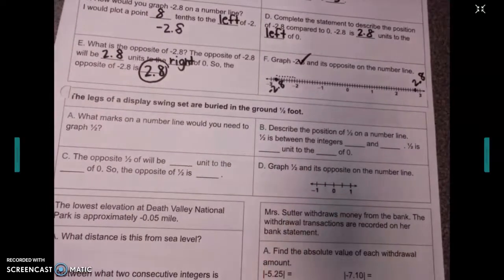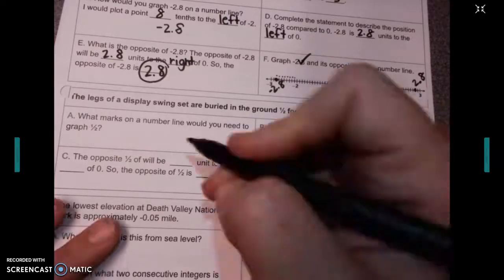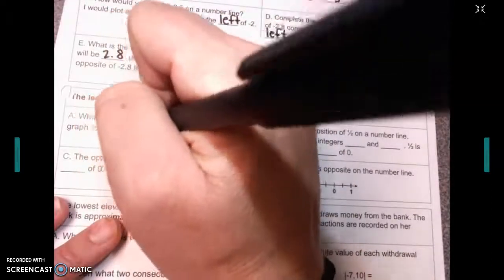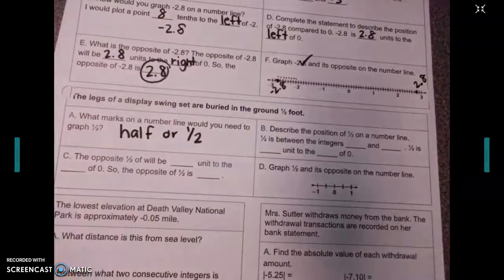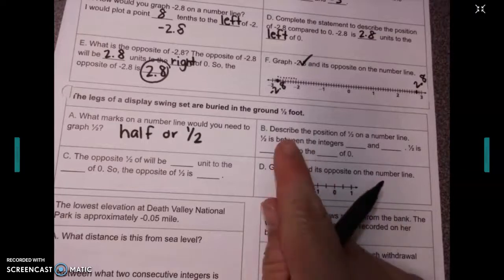Now let's move to the middle question we have. The legs of a display swing set are buried in the ground 1/2 foot. What marks on your number line would you need to graph 1/2? It would be 1/2. You can write it out like this, or you can write it out like that. So it would be like 0, 1/2, 1, 1 1/2, and then 2.